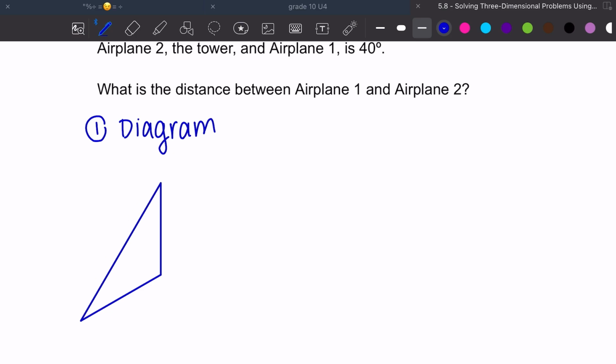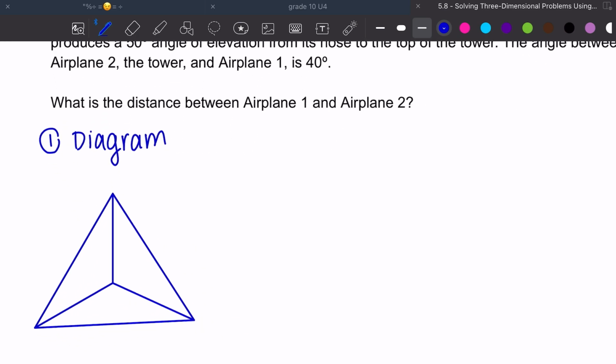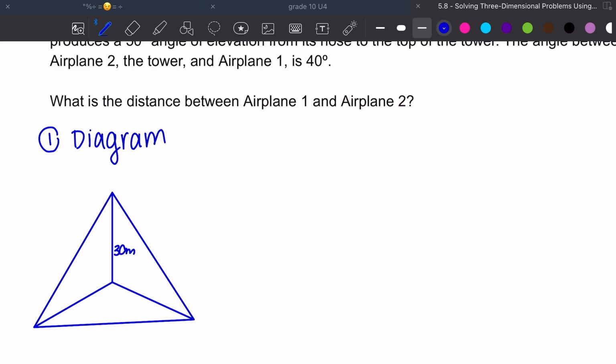It doesn't look like a right triangle because it's slanted, but it is right triangles. Or you have then a third triangle on the base. Right, so this is our point. This is our tower, which is going to be 30 meters tall. I'll call this T for tower.